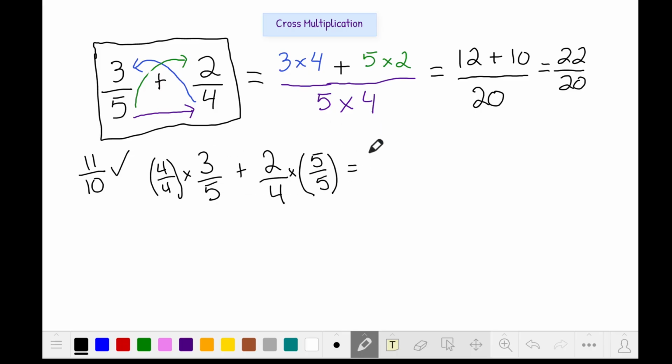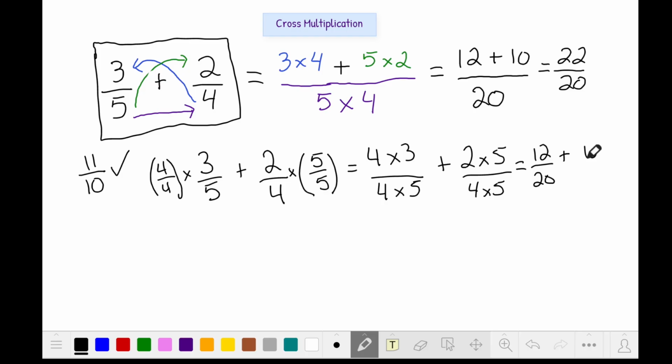And then we would have 4 times 3, because remember with the fractions we just go straight across with the multiplication, 4 times 5, plus 2 times 5, divided by 4 times 5. We're going to have 12 out of 20 plus 10 out of 20. So you can see right here that this is still just going to be 22 out of 20.